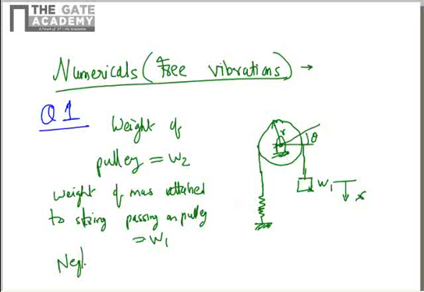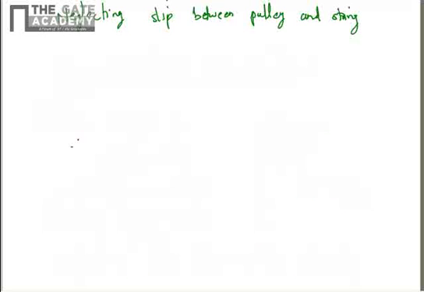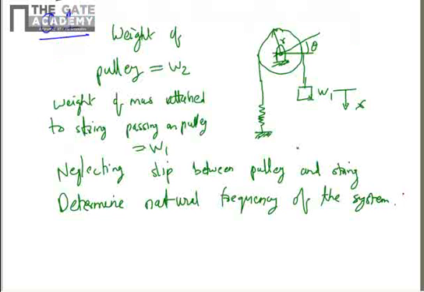pulley and the spring. So there is no slip between pulley and the spring. So that is how the linear motion of the mass and the angular motion of the pulley are related to each other. We have to determine the natural frequency of the system. The spring is given a stiffness constant of K. So we'll go about solving this problem.